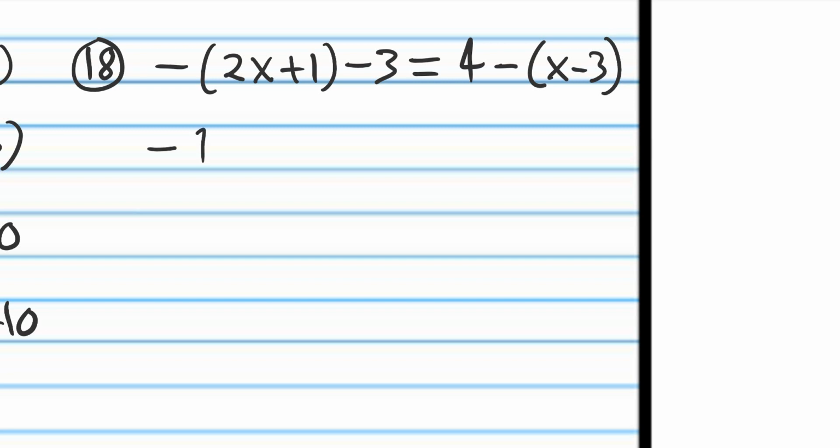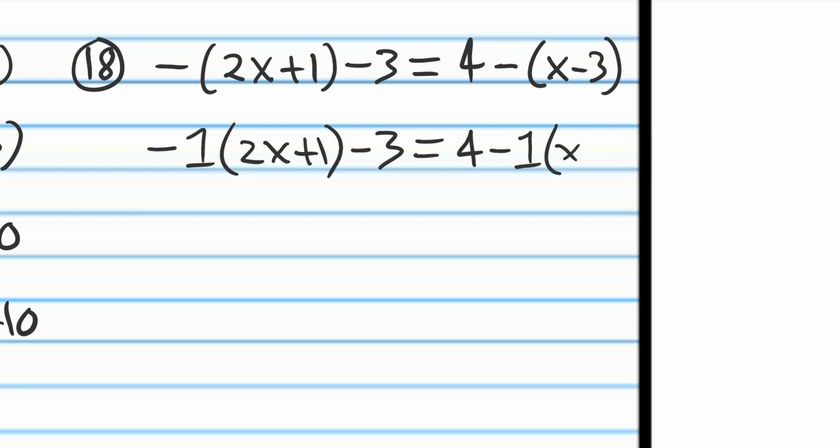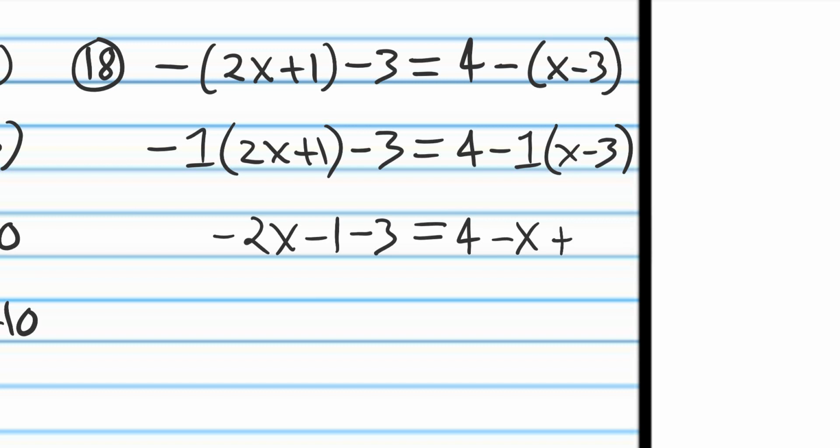All right, we're back, so we're just going to write that 1 in there so we understand what's going on. And we're going to write a 1 here too, because we have the same situation. So now, starting here, negative 1 times 2x is negative 2x. Negative 1 times positive 1 is negative 1. And negative 1 times x is negative x. And negative 1 times negative 3 is positive 3.